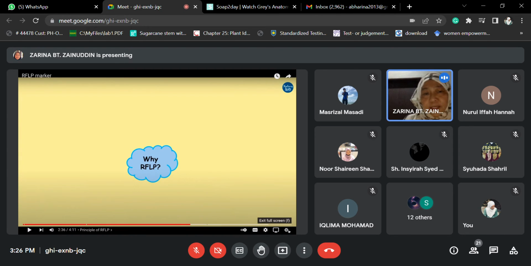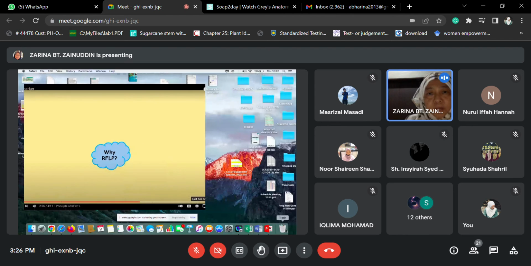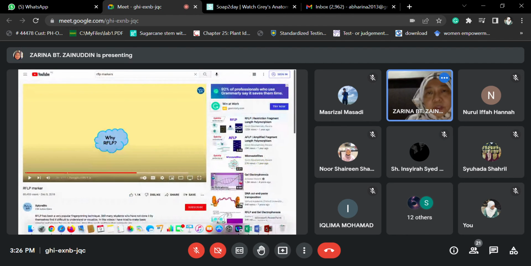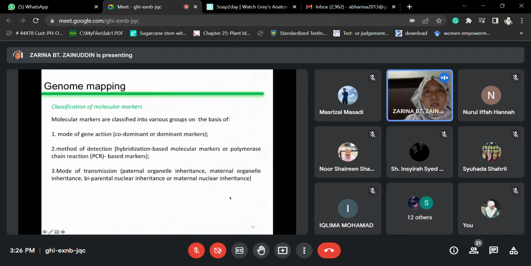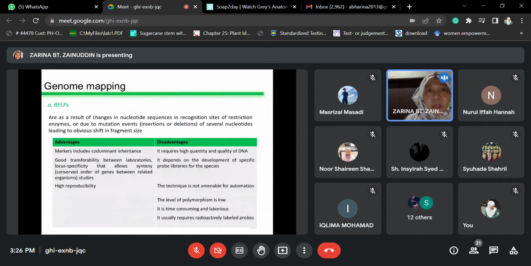Okay, so that is RFLP. You want to use a molecular marker to compare between two individuals. So you isolate DNA from two individuals. Then the DNA from the two individuals is treated with restriction enzyme. Restriction enzymes are actually enzymes isolated from bacteria, which can cut DNA.